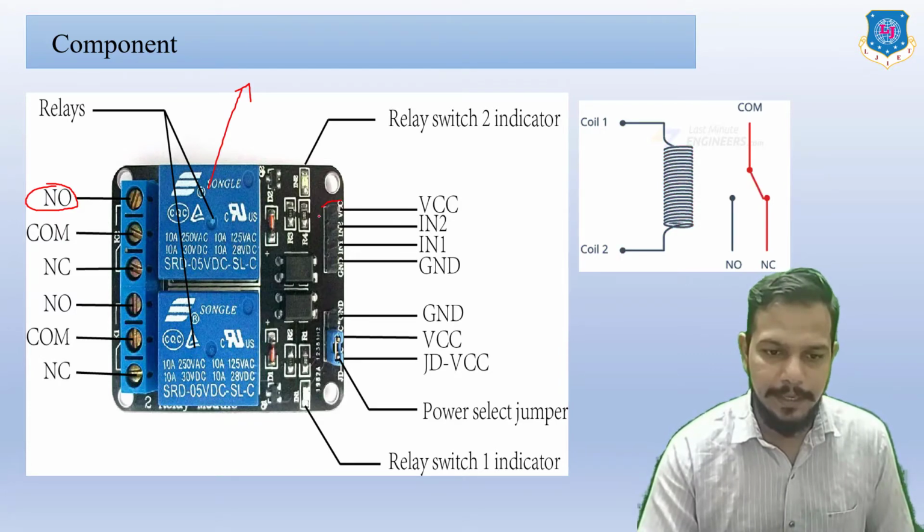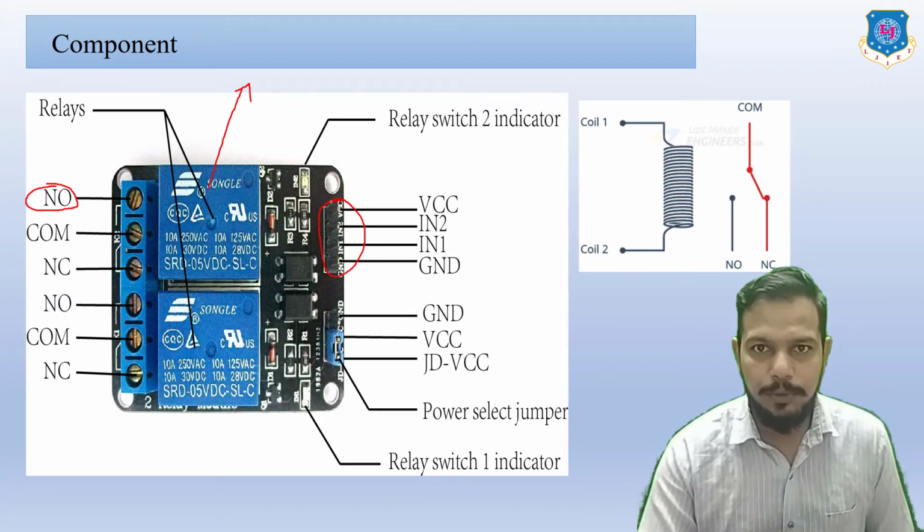Here at this side, this terminal is known as the controlling terminal, which we are going to connect with this Arduino board. So VCC, that is basically our 5 volt power supply. IN1, IN2, which we are going to connect with the outputs of the Arduino board, and ground.